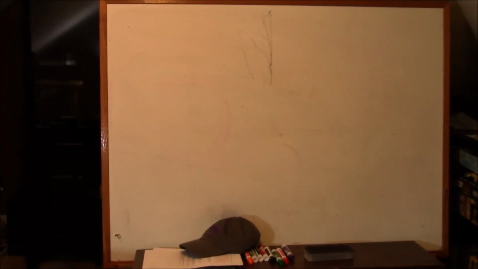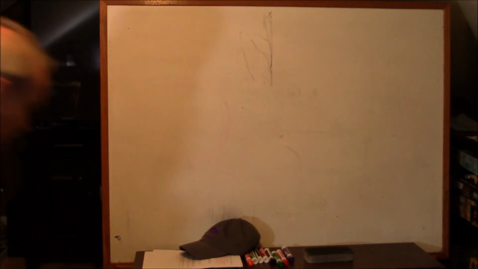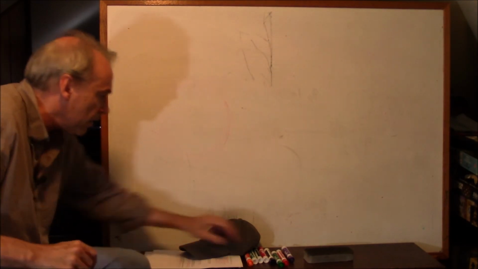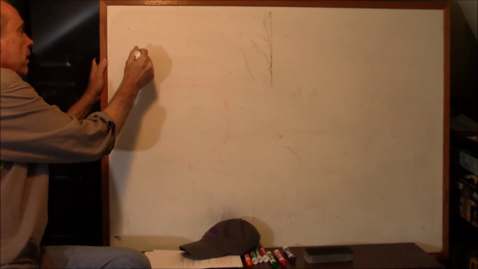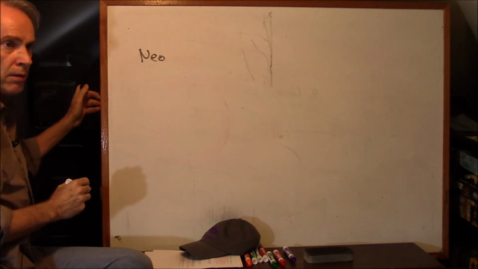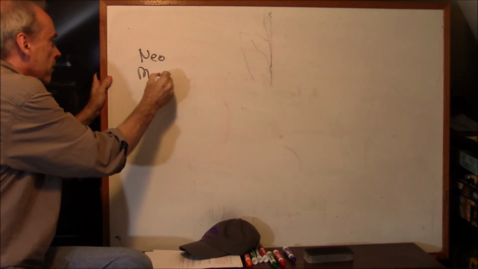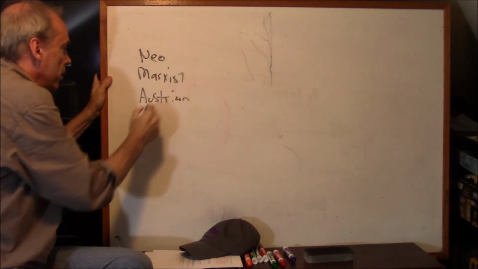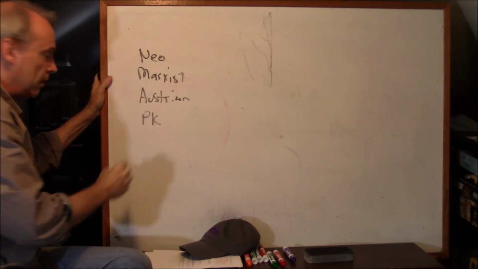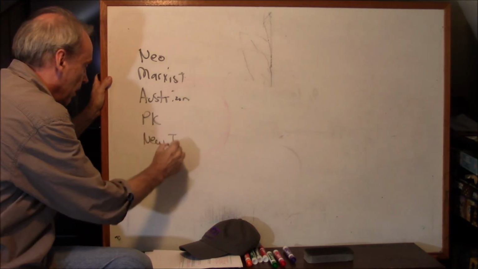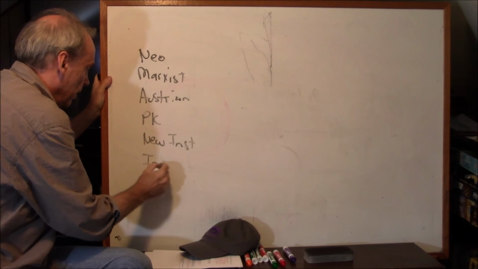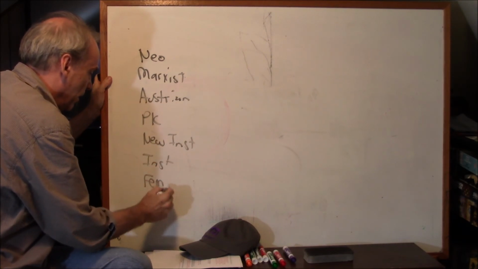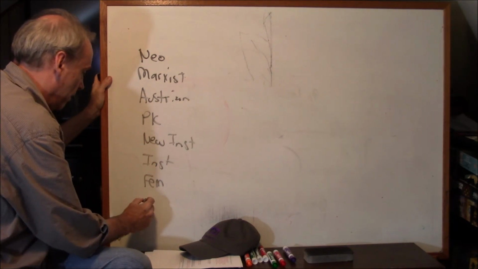So let's see, I think I'm ready to close this up and put it back on the screen again. All right. Okay. So we've got all these different schools of thought, right? We've got neoclassical, which is the mainstream, Marxist, Austrian, I'm not going to write them all out, post-Keynesian, new institutionalist, feminist, what else am I after? Ecological.